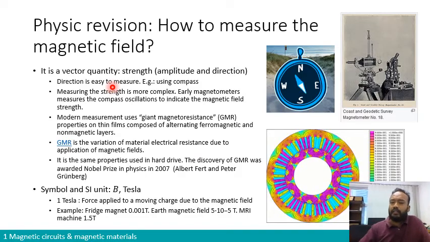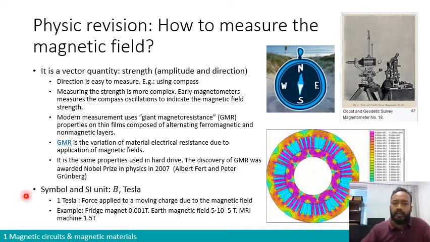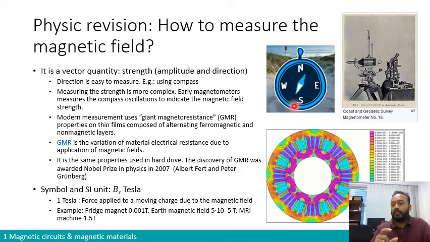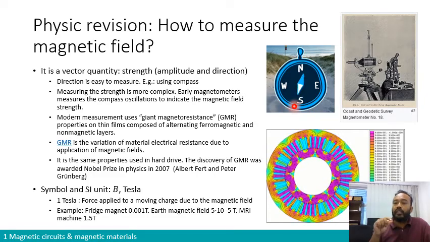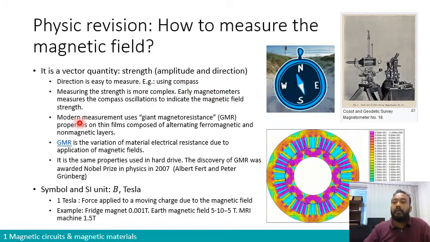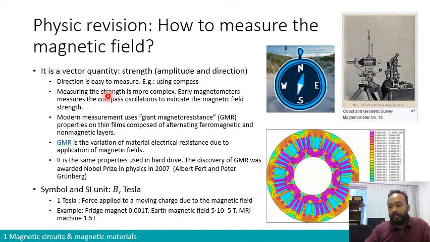Measuring the direction of a magnetic field is easy. For example, if you have a compass, a small magnetic material sensitive to magnetic field, and you float it, you can see that it will move so that it becomes parallel to the direction of the magnetic field, right? That's easy. But measuring the strength is more difficult and a bit more complex.